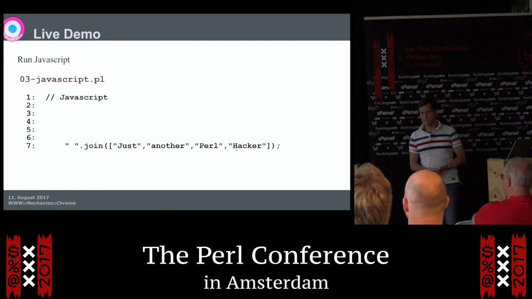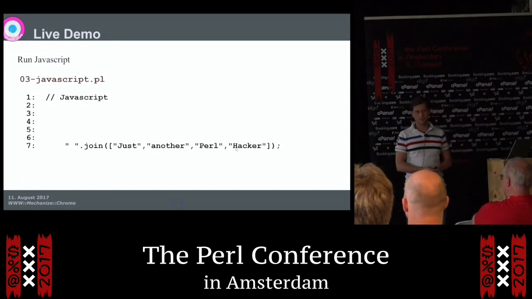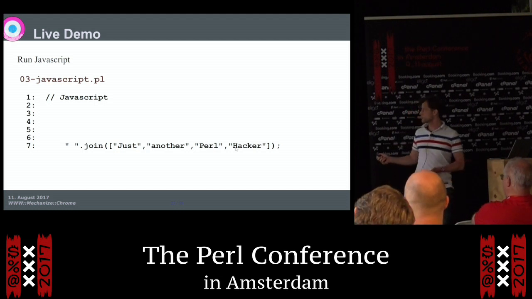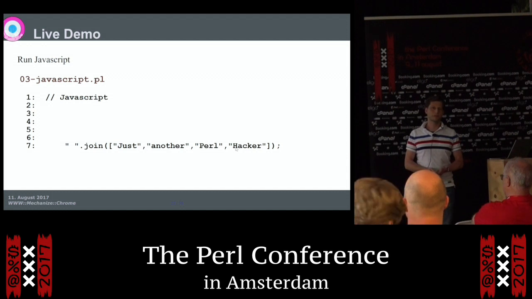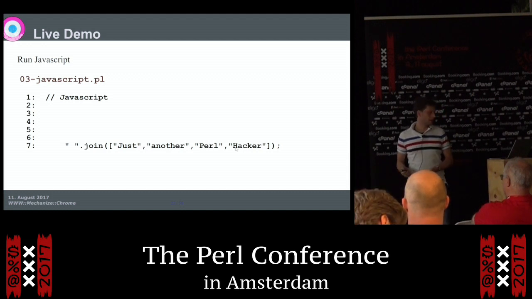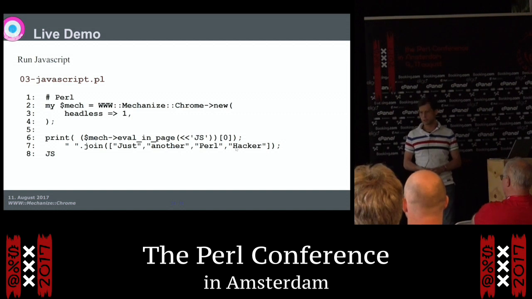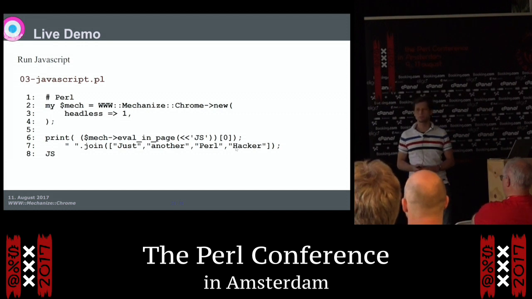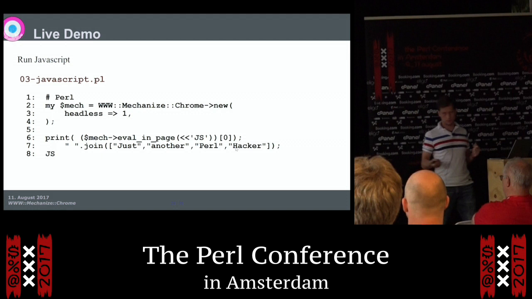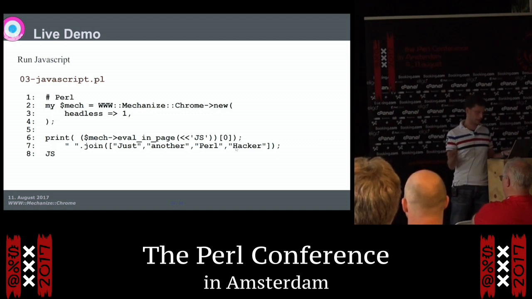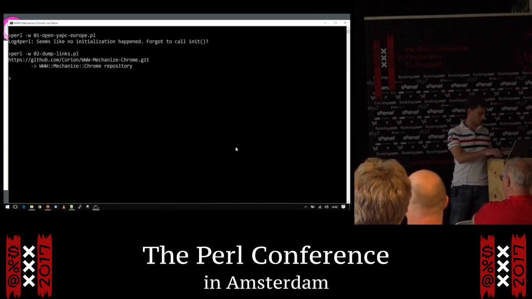Now, obviously, JavaScript is of interest. So if you have some random string of JavaScript, like we have in line 7 here, you have to add 6 more lines of Perl around it. And then you can run that JavaScript and retrieve the results in Perl. And yeah, in my case here, we just print out the results.